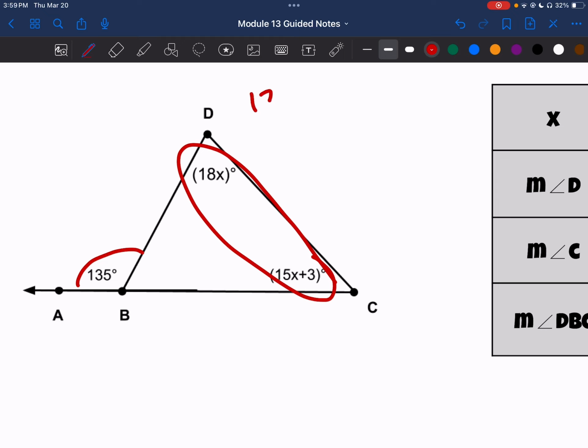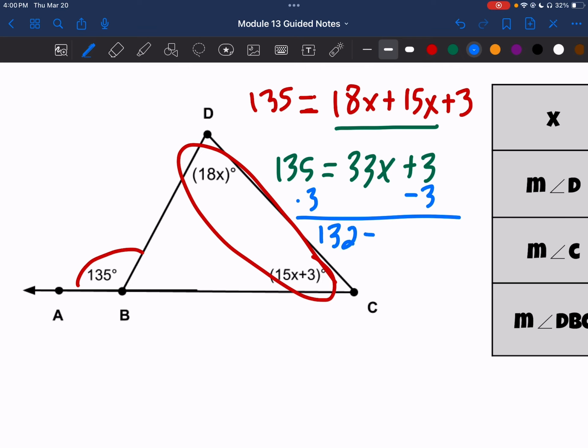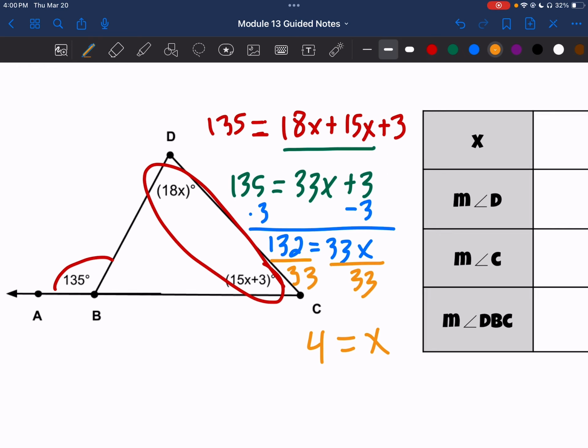So we're going to set it together. 135 is going to be equal to 18x plus 15x plus 3. So combine like terms, 18 plus 15. 18 plus 15 is 33x plus 3. Now we subtract 3 from both sides. We get 132 is equal to 33x. And then we divide both sides by 33. And we get that 4 is equal to x. Our x value is 4.